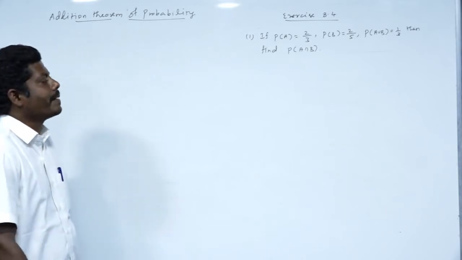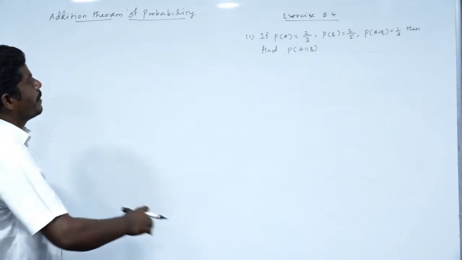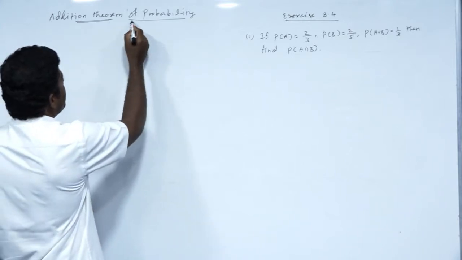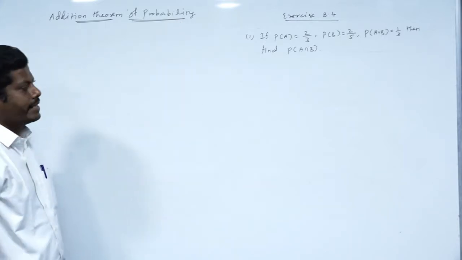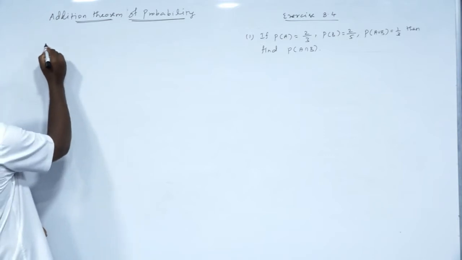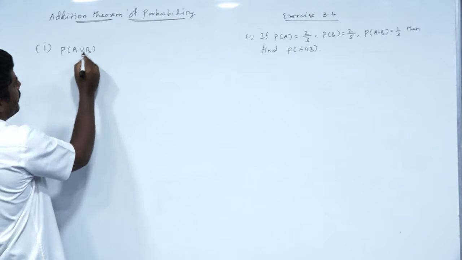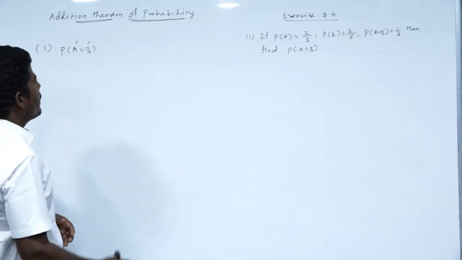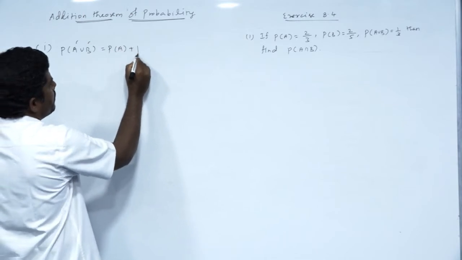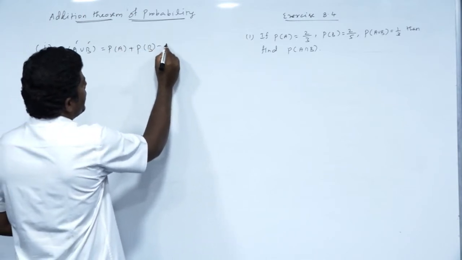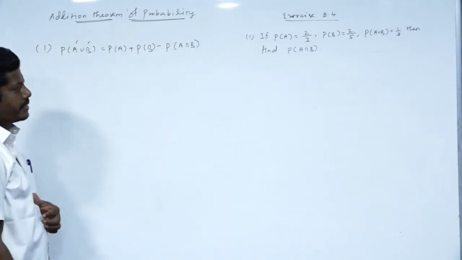Today we are going to discuss probability exercise 8.4, the addition theorem of probability. If A and B are two events, then we have a formula: probability of A union B is equal to probability of A plus probability of B minus probability of A intersection B.